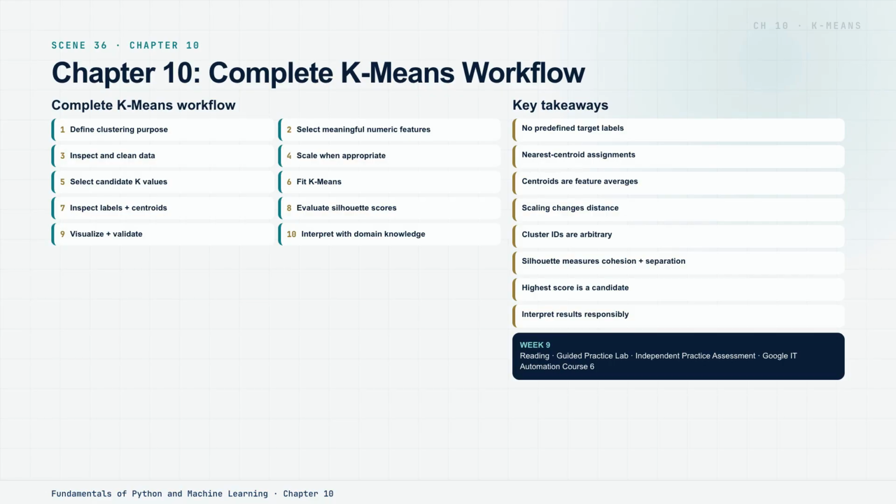For week 9, complete the assigned reading, watch the lecture and demonstration materials, complete the guided practice lab activity, finish the independent practice assessment, and continue course 6 of the Google IT Automation with Python Professional Certificate. Next week, we will bring the machine learning workflow together by preparing a model for practical use, creating a client application, and completing the final project or exam.